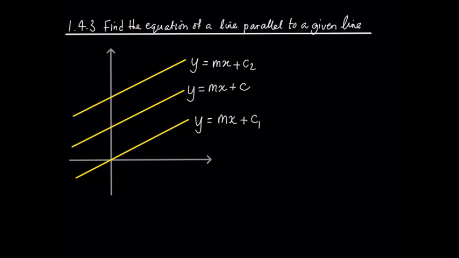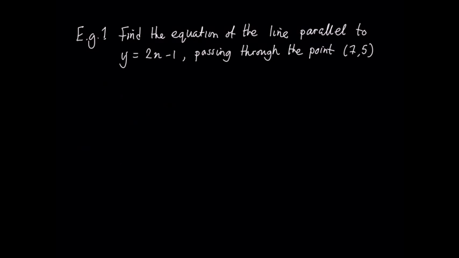And that's the key point that we need to bear in mind when we're solving any problems where we need to find the equation of a line that's parallel to a given line. So we'll look at three different examples. In the first example, we want to find the equation of the line parallel to y equals 2x minus 1 passing through the point 7,5.